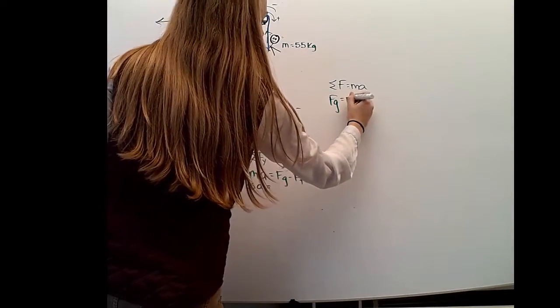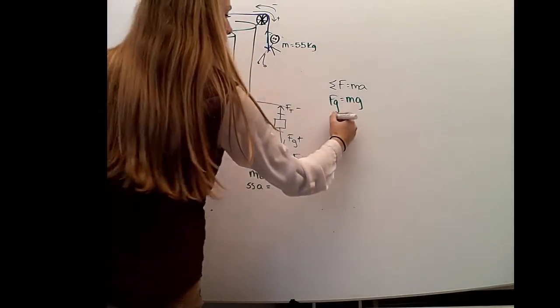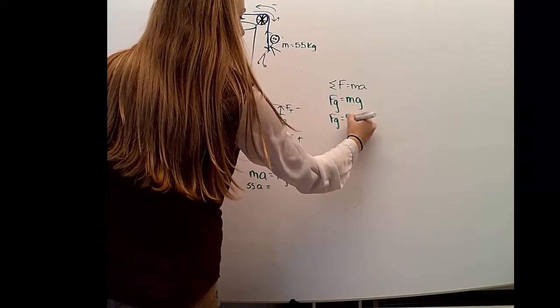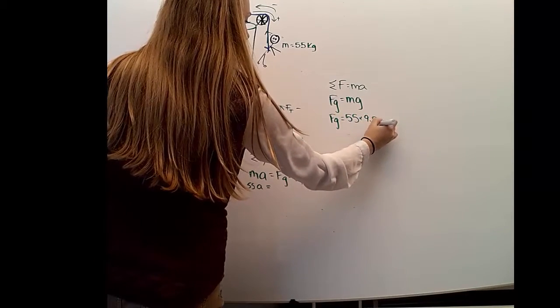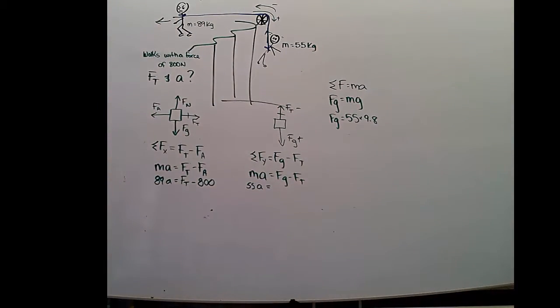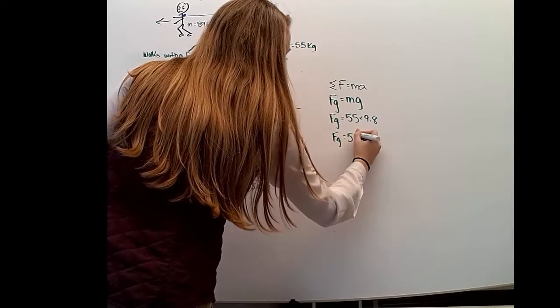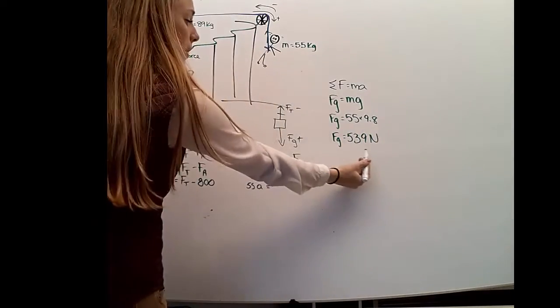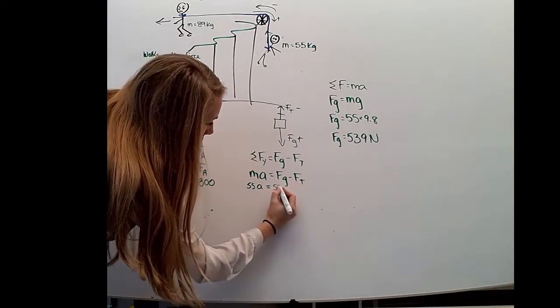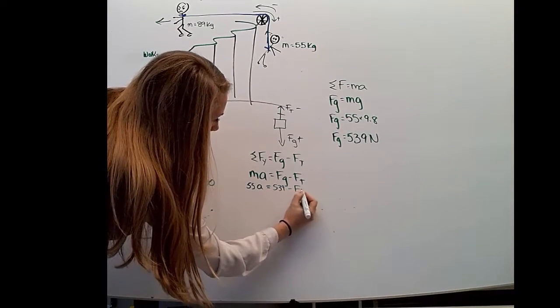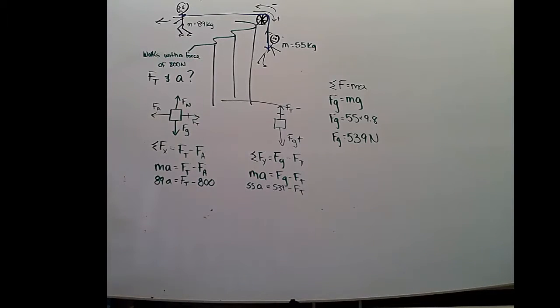To find weight, we use the equation Fg equals mg, where Fg will be 55 times 9.8. By multiplying these two numbers together, we find that the weight of the younger brother is 539 newtons. So I can use this number in my equation, 539 minus Ft. I now have a system of equations that I need to use some algebra to solve for. My unknowns are Ft and A in each equation. I have two equations, so I'm good to go.